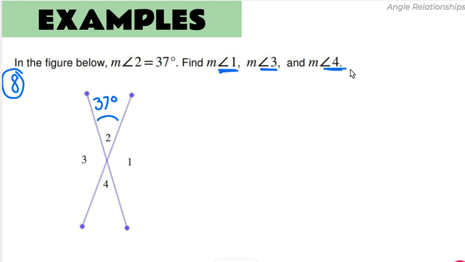And you may be looking at this going, hold on, you only gave me 1. How am I supposed to find the rest? Well, we have a lot of options on how we can find the rest. Using the vocabulary you just learned is going to be huge. All right, vertical angles. Vertical angles tell us that when we have 2 lines that intersect, opposite angles are equal, right? Or congruent. So that means that angle 2 and angle 4 are going to equal each other.